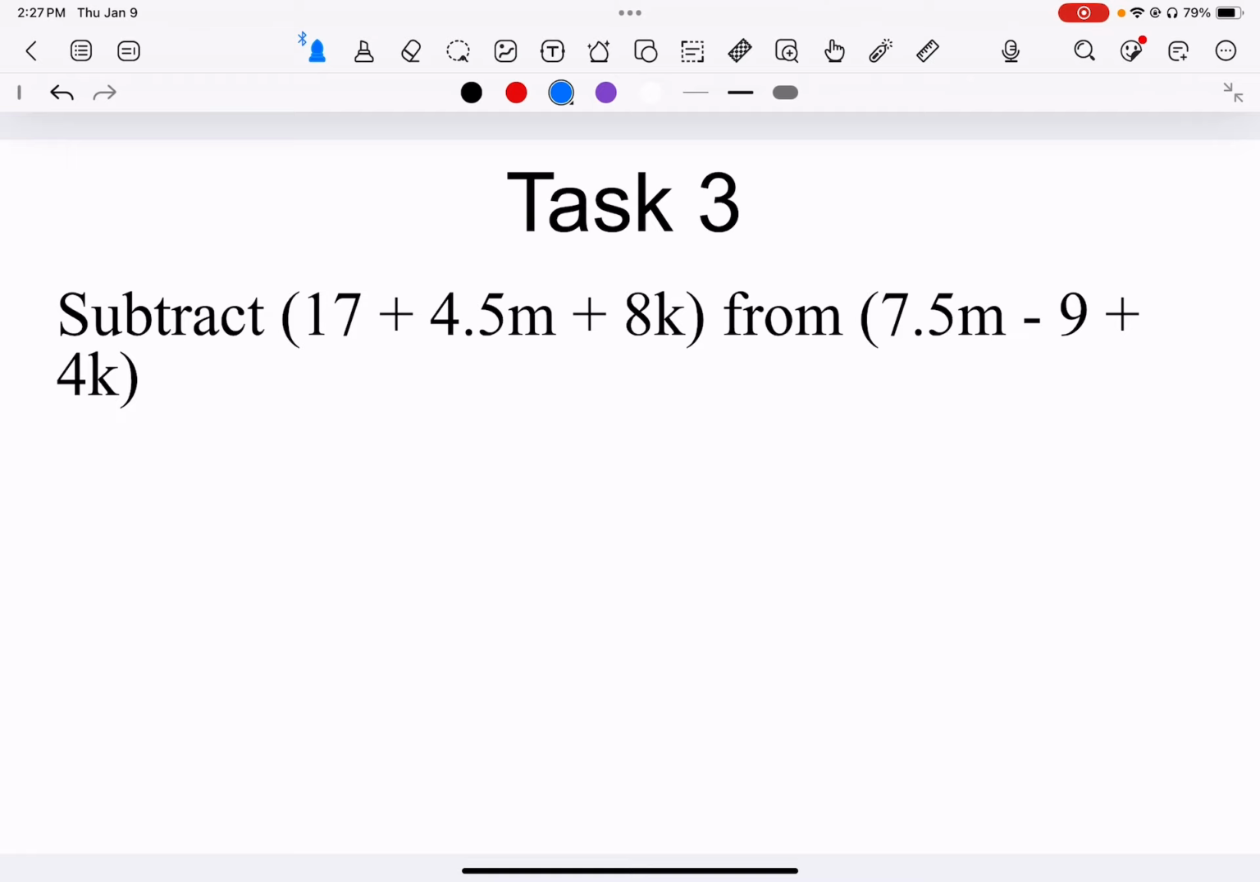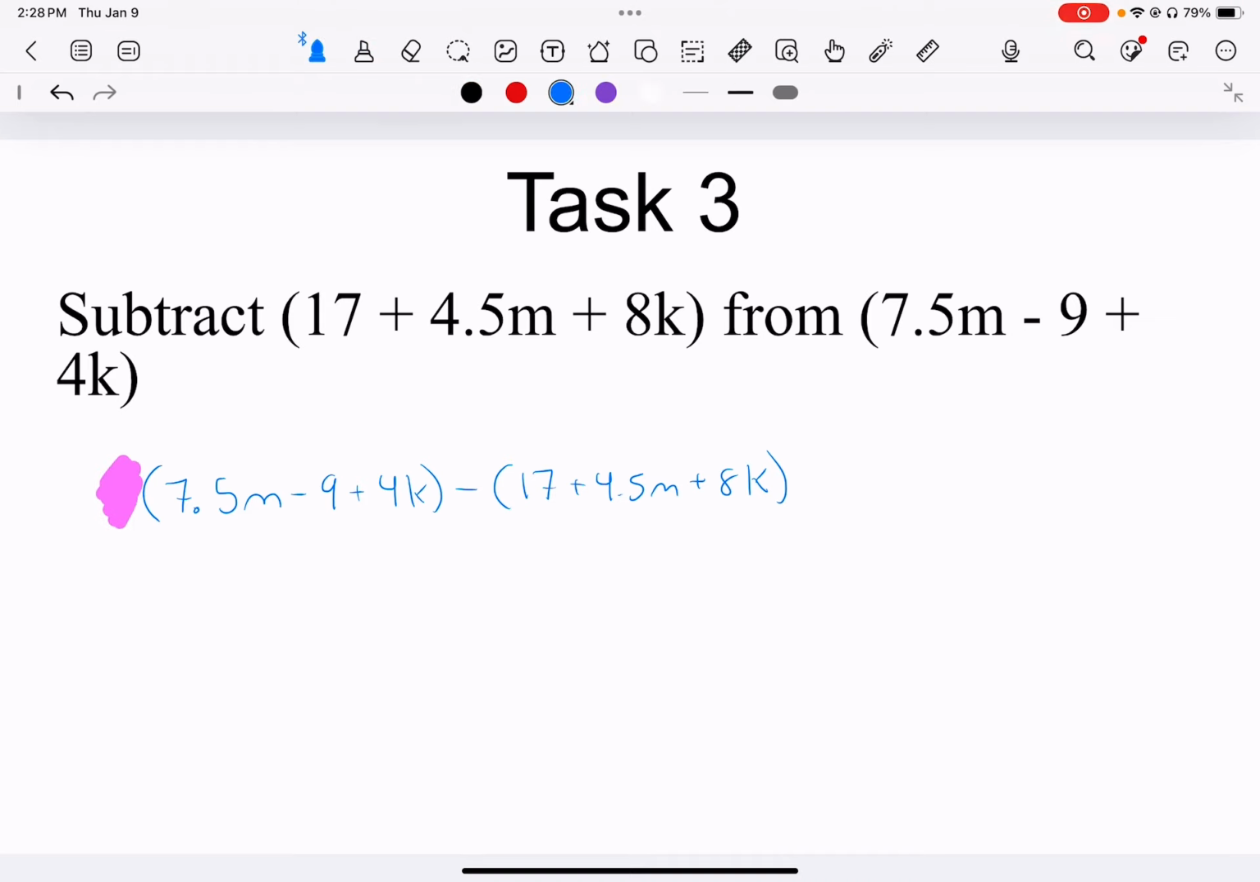Subtract 17 plus 4.5m plus 8k from 7.5m minus 9 plus 4k. When we're subtracting one expression from the other expression, that second expression has to come first because that's what I'm subtracting from. 7.5m minus 9 plus 4k minus 17 plus 4.5m plus 8k. And I put both of my expressions in parentheses, so when I distribute my negative, I know I'm changing the sign of every term in the expression.